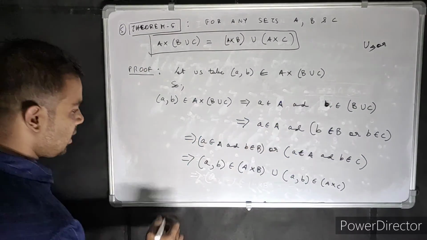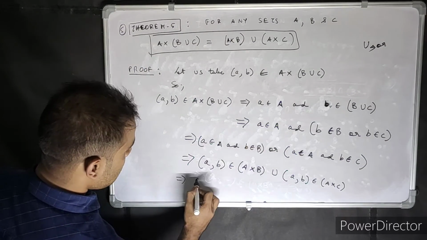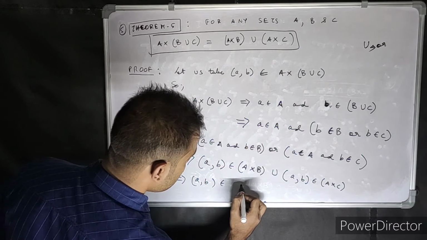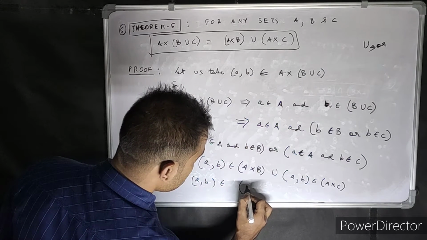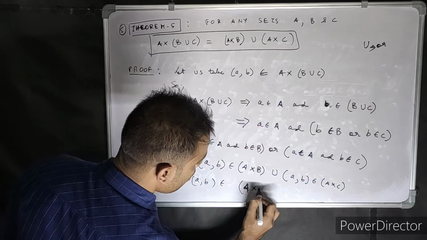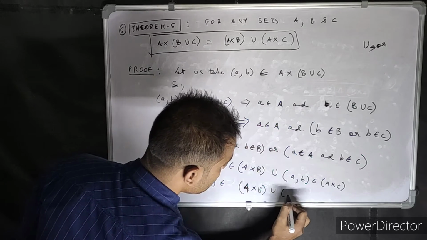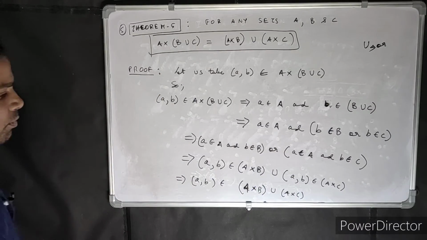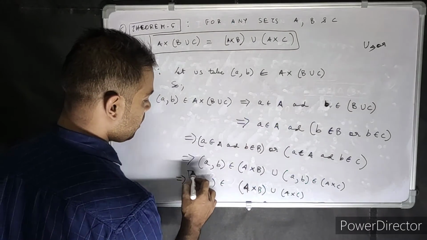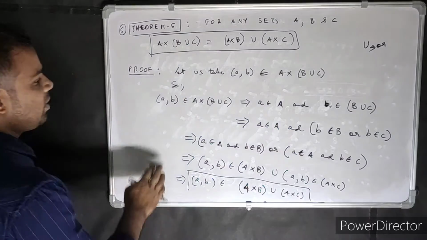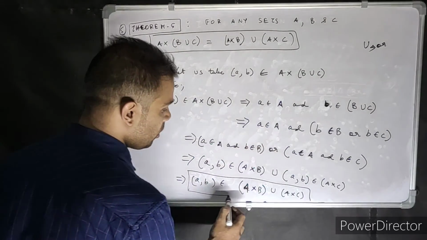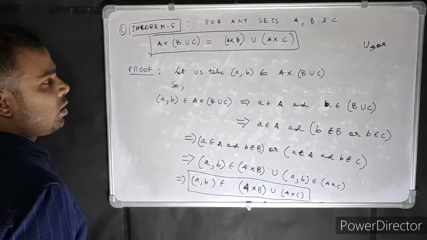We've got two paths. Then we can write this as (a, b) belongs to A cross B union A cross C, like that. So we've got the formula over here. Now we have started from (a, b) belongs to this, so (a, b) also belongs to this whole set.